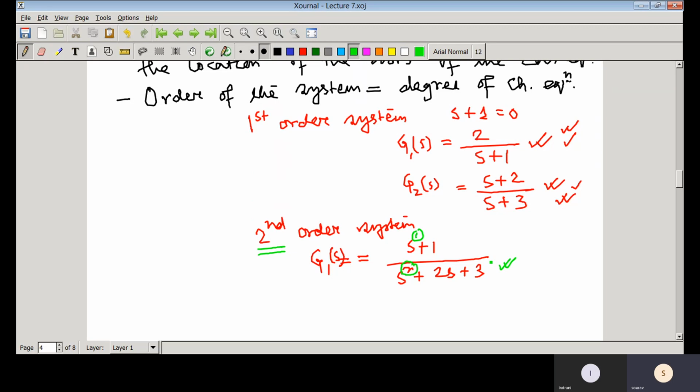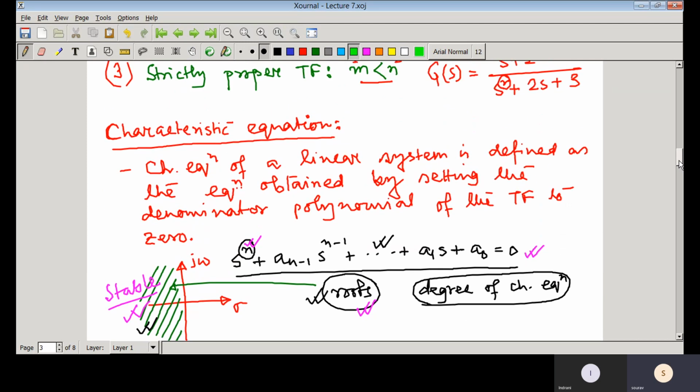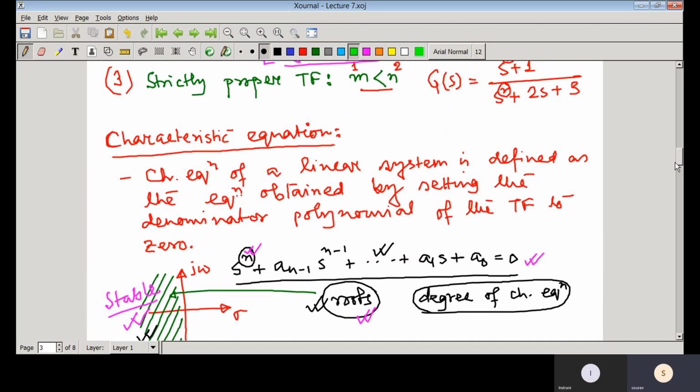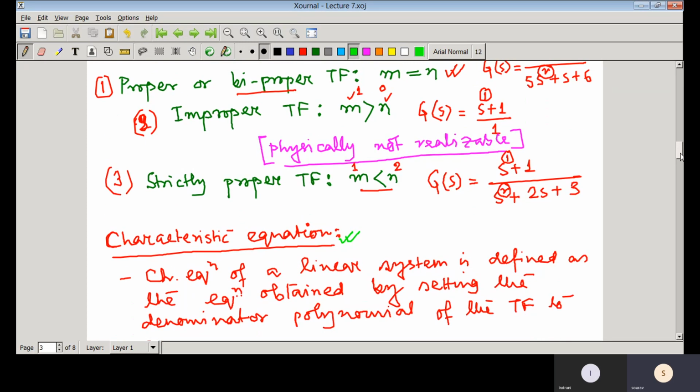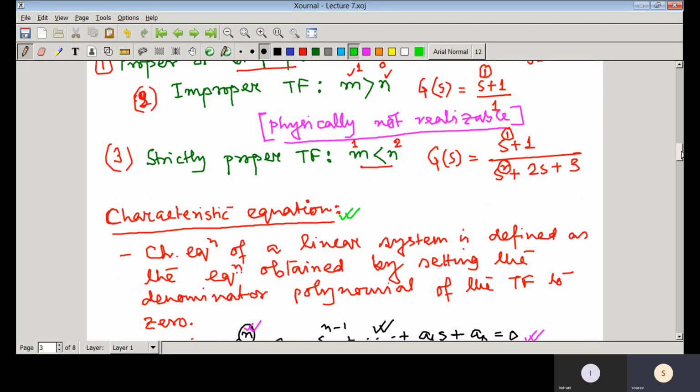So these are all terminologies we will be using throughout this course, and you should keep remembering all of those terms and terminologies. Here we have discussed one important concept that is called the characteristic equation. The characteristic equation is the denominator polynomial. That means if you write a transfer function in this particular rational form, the denominator polynomial equal to 0 gives you the characteristic equation.